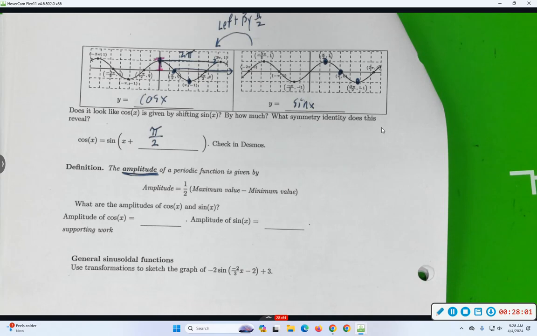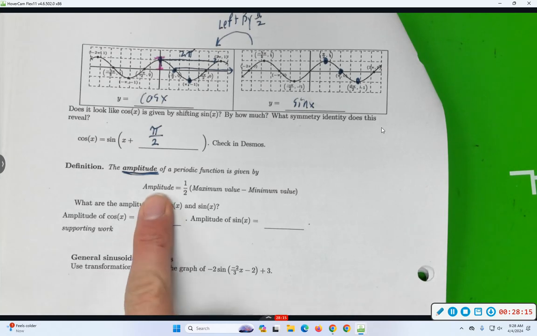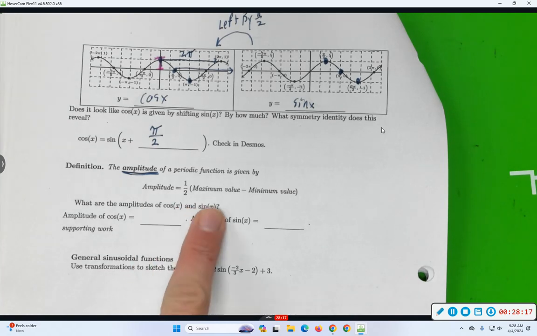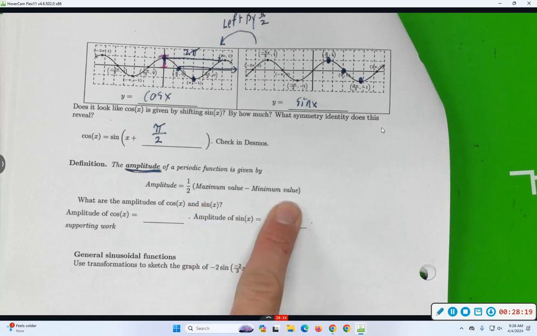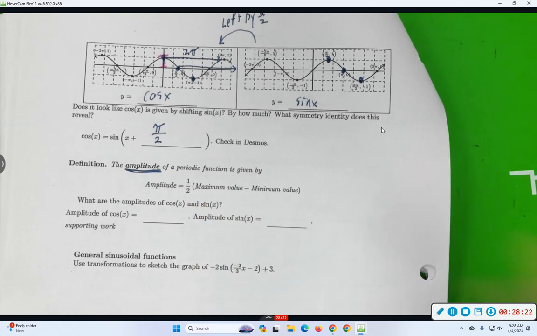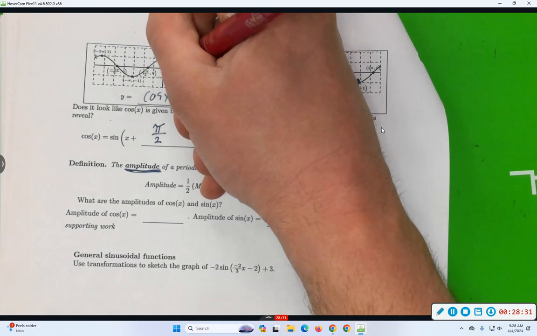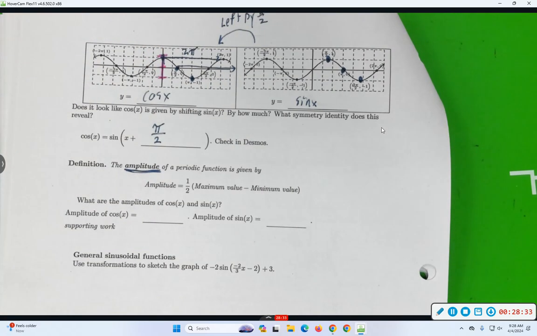How high up are these peaks and valleys? And I think it better be 1. So let's write down a definition that makes it be 1. And that'll be the definition of the amplitude of any periodic function. The amplitude of a periodic function is 1/2 the difference between the maximum value and the minimum value. The reason for that 1/2 is just to avoid the amplitude of sine and cosine being 2. Because I would rather the amplitude be 1, so I don't want to measure that whole distance, I just want to measure half of it.